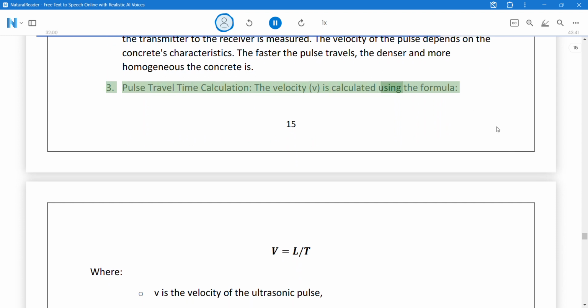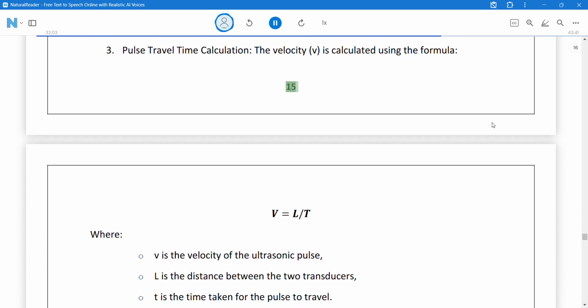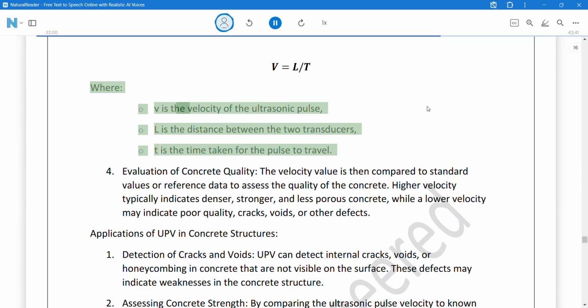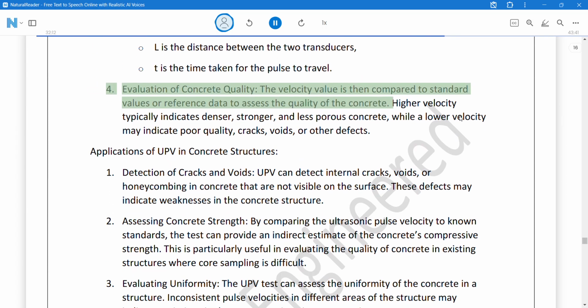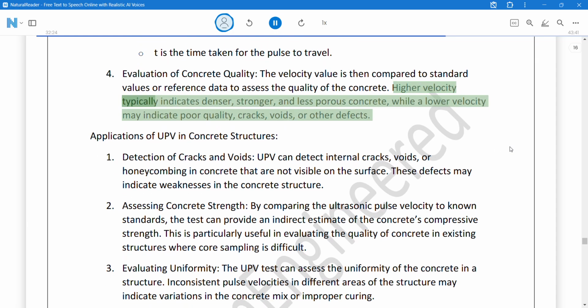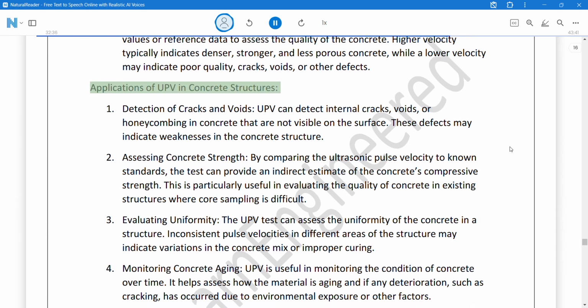3. Pulse travel time calculation. The velocity is calculated using the formula V = L / T, where V is the velocity of the ultrasonic pulse, L is the distance between the two transducers, and T is the time taken for the pulse to travel. For evaluation of concrete quality, the velocity value is then compared to standard values or reference data to assess the quality of the concrete. Higher velocity typically indicates denser, stronger, and less porous concrete, while a lower velocity may indicate poor quality, cracks, voids, or other defects.